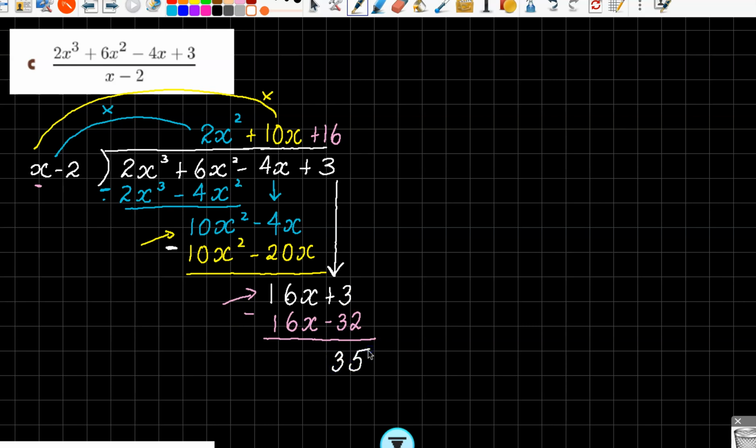is 35. And so that means we can come back up here and say that our answer is 2x squared plus 10x plus 16, and then we've got 35 over the thing that we divided by. Yeah?